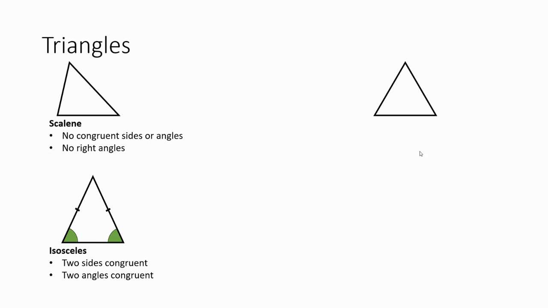If all three sides are congruent, then it is obviously an equilateral triangle. And with triangles, an equilateral triangle is also an equiangular triangle. All three sides and all three angles are congruent. And we have a couple more special cases.